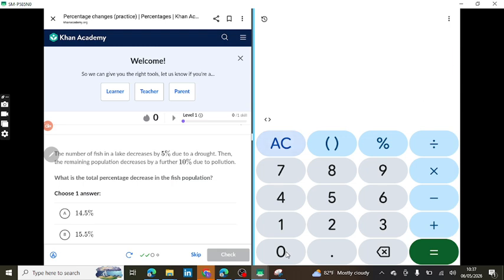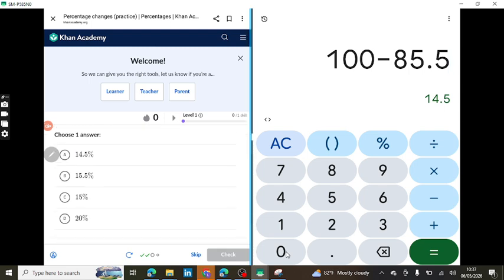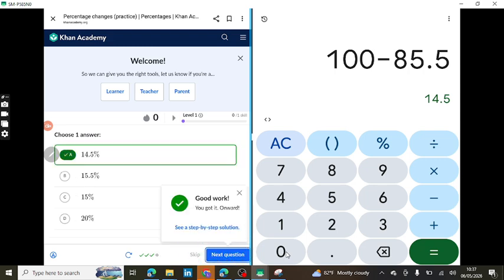Now 100 minus 85.5. We want to be certain. What is the total percentage decrease in the fish population? 14.5. And you can be super sure that is correct. Let's check. All right.